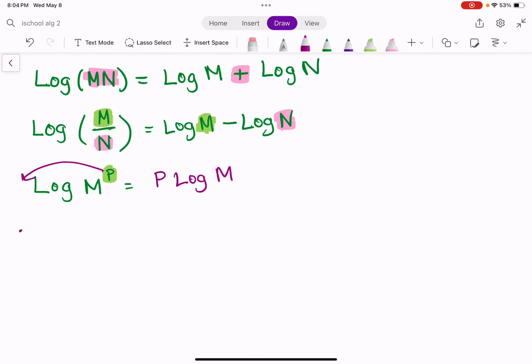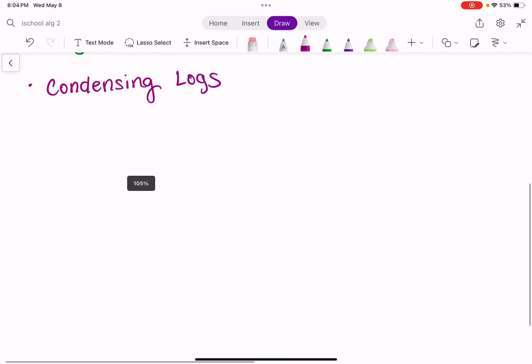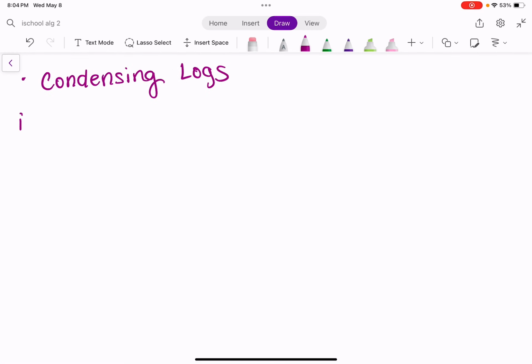So let's write that here. Condensing logs. Okay, so we're going to do 3 problems. First question. Let's say I have d log a minus 3 log c. So we want to now condense this, meaning we want to rewrite this as just 1 log. So there should only be 1 log.